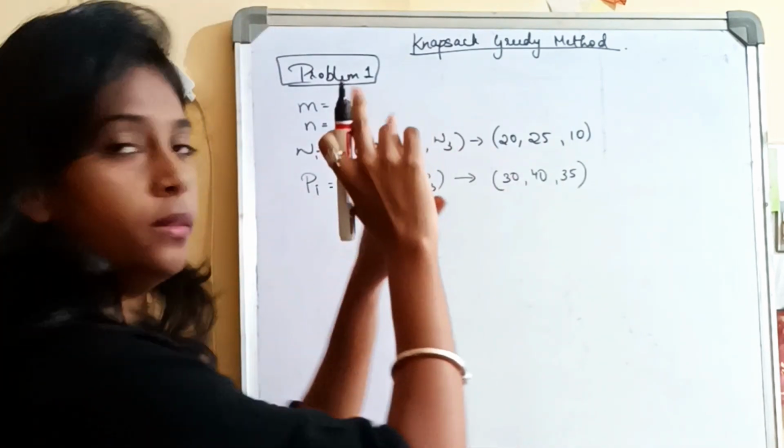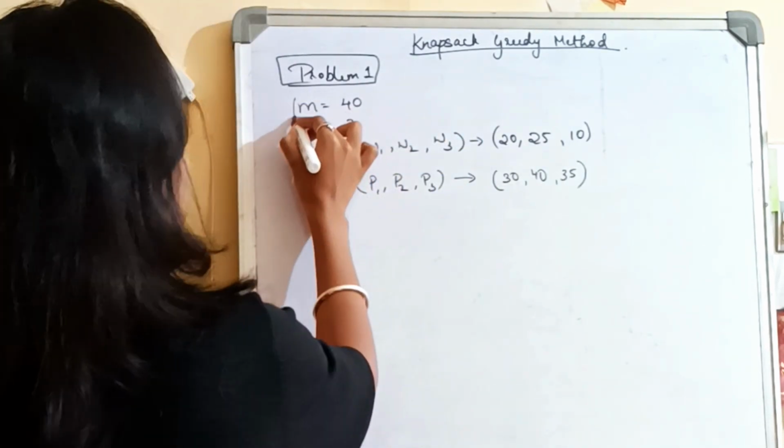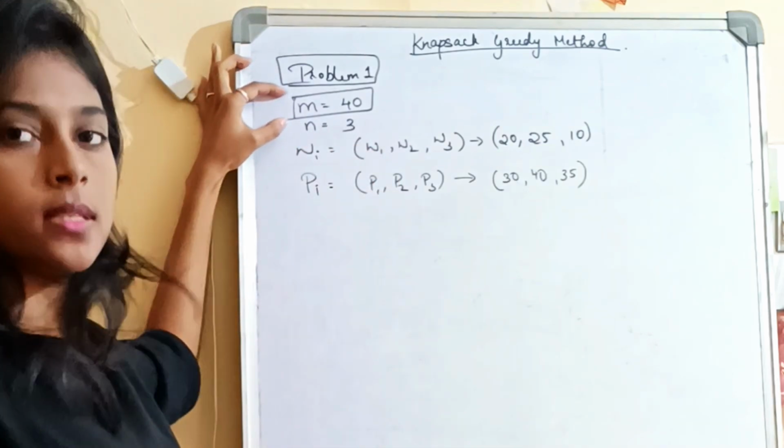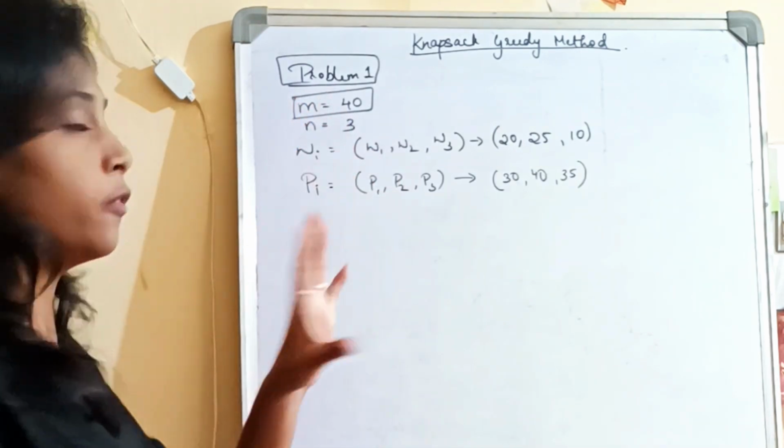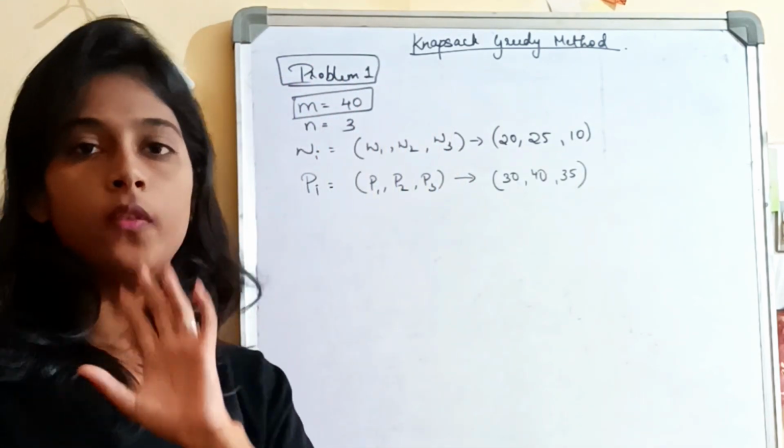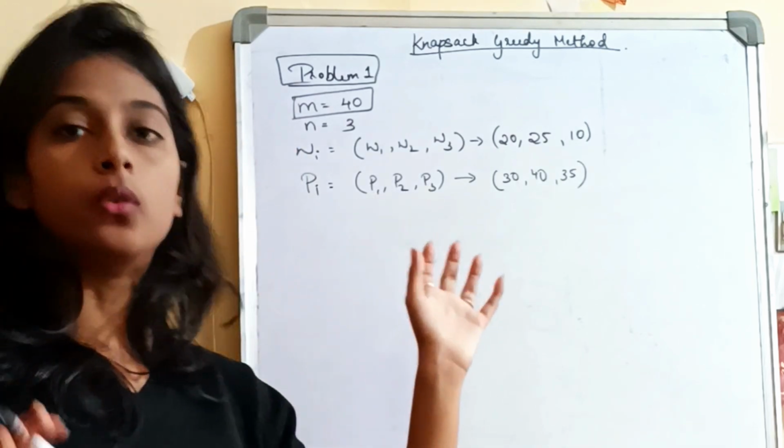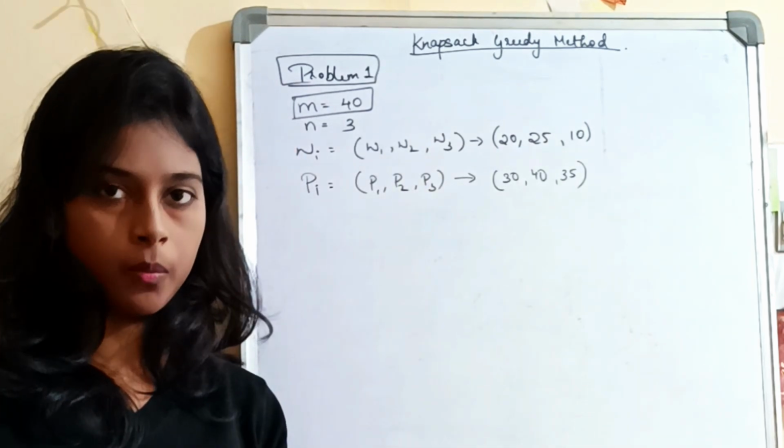So let me put it in tabular form. m remains constant because it is the knapsack's capacity. Inside the knapsack we can fill 40 weight of objects. So they have given that we can fill objects with a total weight of 40 inside the knapsack.